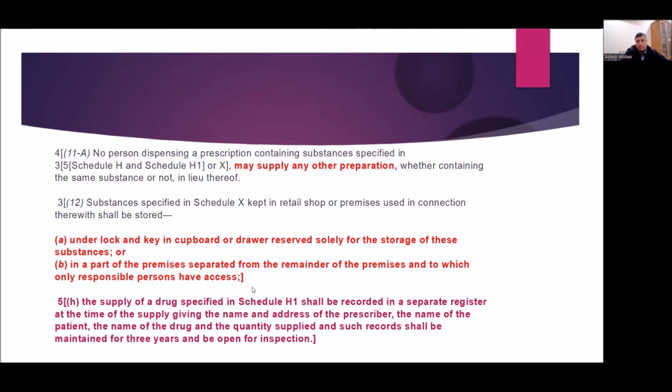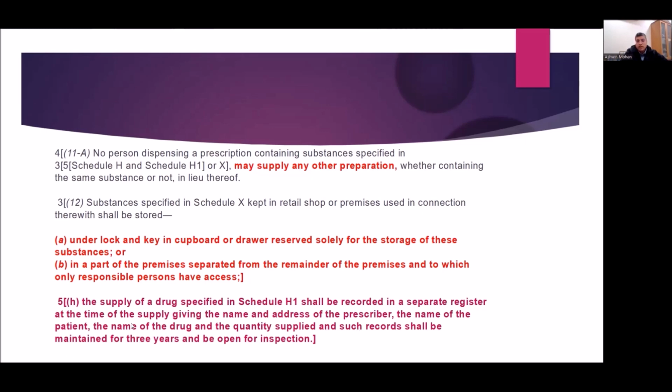For our purposes, because we are discussing buprenorphine today, which comes in Schedule H1, you must understand that apart from procuring it on a signed order, when you dispense the medication, you have to give the details in a separate register, giving the name and address of the prescriber, which you are, the name of the patient, the name of the drug, and the quantity supplied. Such records are to be maintained for 3 years.